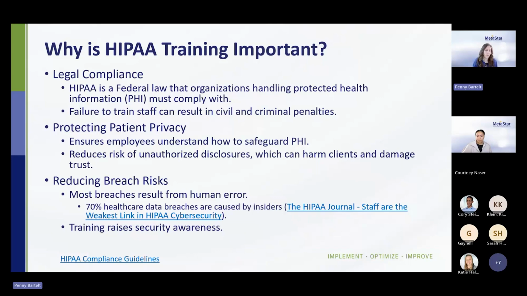If you've worked with me, you've heard me say this: human error is one of our biggest threats to the security of our information. There's a whole bunch of data. I just included one article from the HIPAA Journal that 70% of healthcare data breaches are caused by insiders. There's a whole range when it looks at whether it's human error or things like that. But training is a really nice way to reduce those human errors.